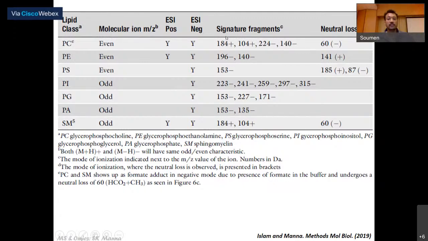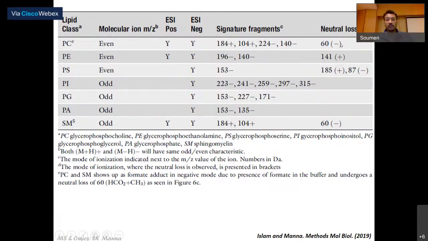So that is a signature of phosphocholines, and wherever you have that phosphocholine precursor mass that you are looking for, right along with that, you will find a coeluting 184 peak as well as a few other peaks that we have mentioned here. On the other hand, in negative ion mode, you will get 224 and 140 minus. And also, this will give you a neutral loss of 60 in negative ion mode.